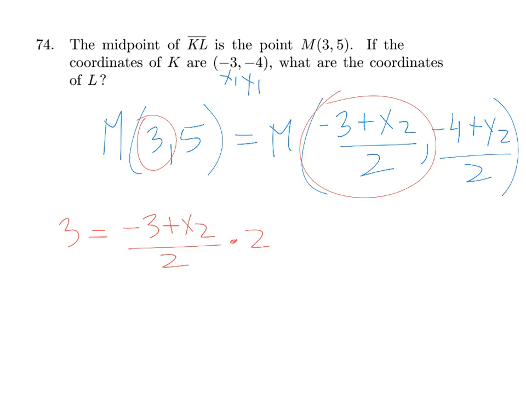Alrighty, and multiply by 2 on both sides. Cancels out. I get 6 is equal to -3 plus x sub 2. Add 3. I get 9 is equal to x sub 2.